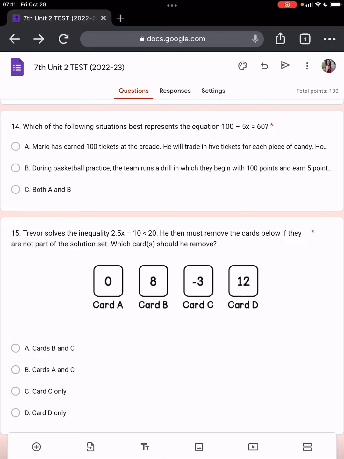B, during basketball practice, the team runs a drill in which they will begin with 100 points and earn 5 points each time they get a rebound. How many points will they have after 60 rebounds? C, answer choices A and B are both correct.